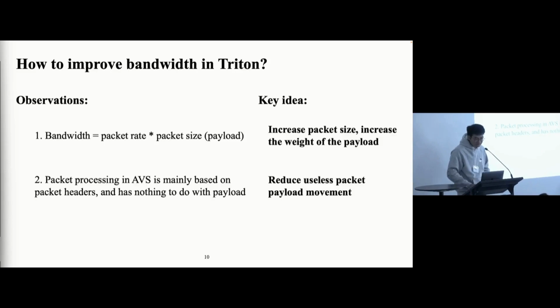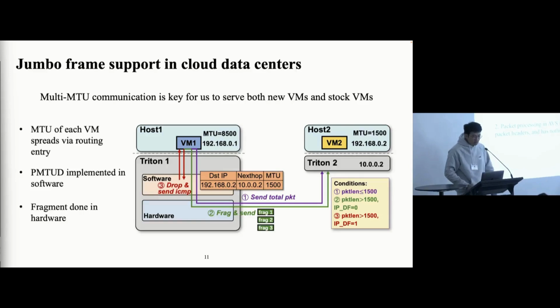We can see the PCIe bandwidth here. But supporting jumbo frames at cloud scale is not easy. We need to consider many VMs and out-of-date infrastructure. So it's quite different from supporting jumbo frames only inside a specific cluster.